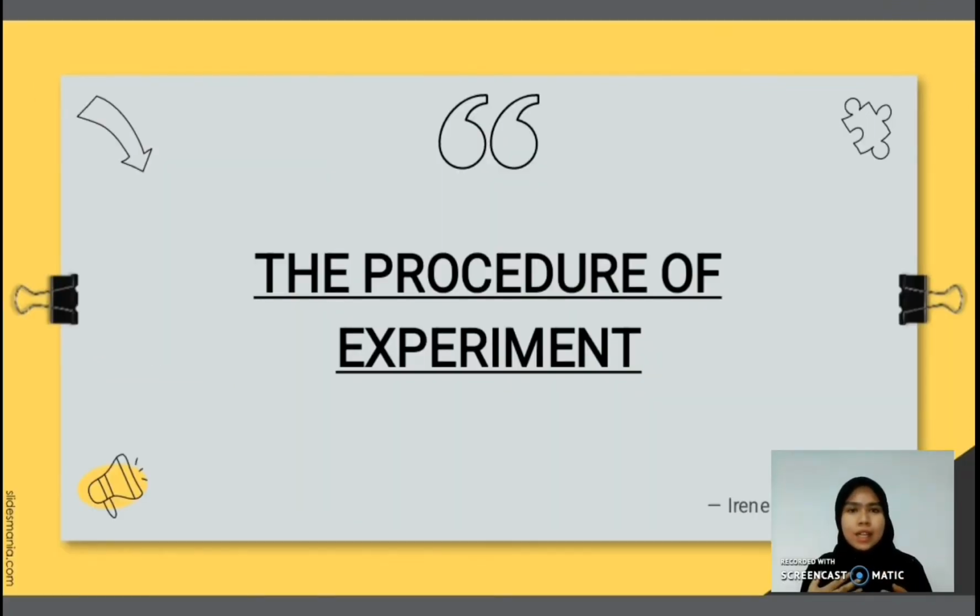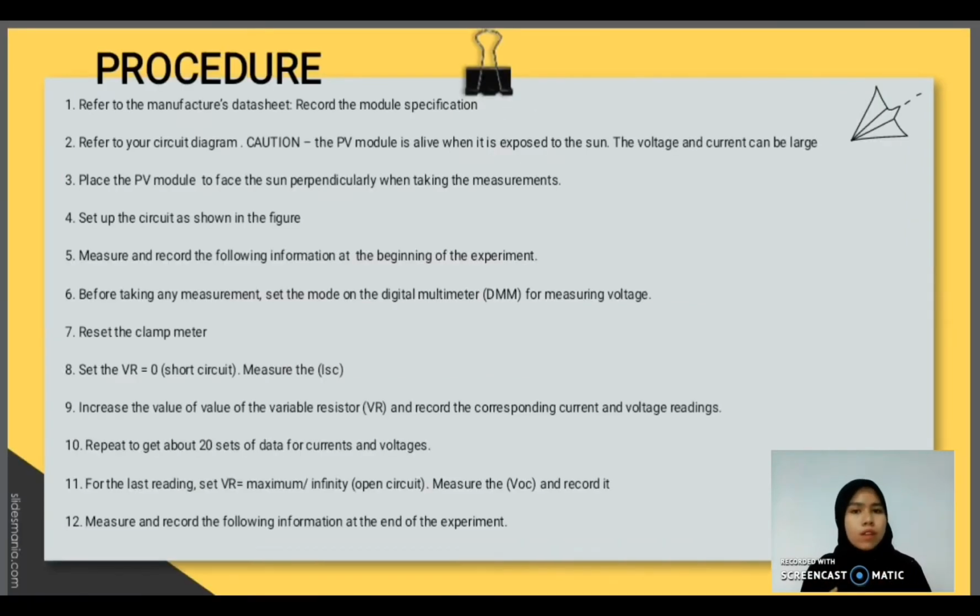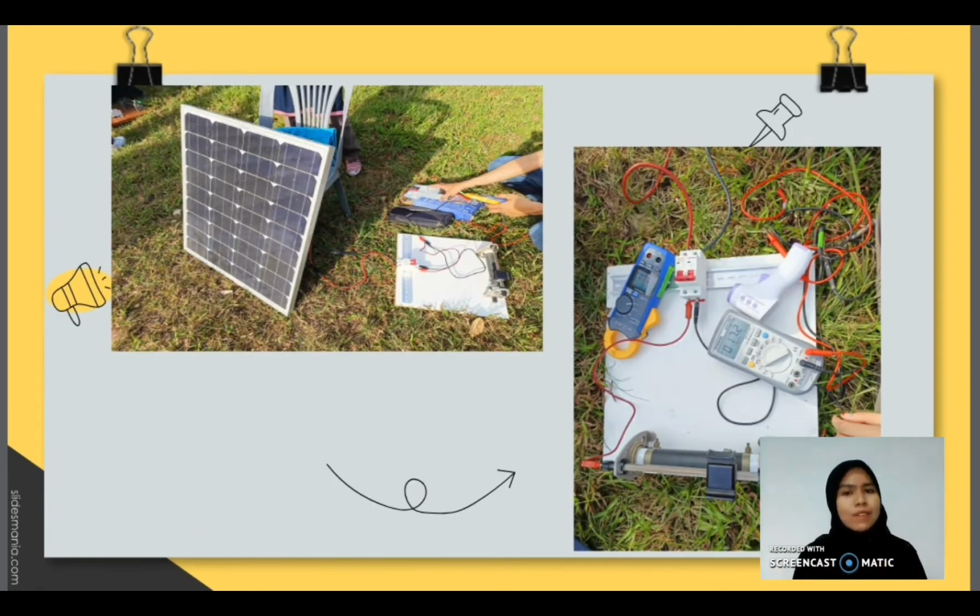Next, we move to the procedure of the experiment. First of all, before we set up the circuit, we need to record the module specification. The module specification is located at the back of the module. From that, we can see and know every detail and specification about the module, as shown in the figure attached. After that, we need to set up the circuit as shown in the figure on the right side.